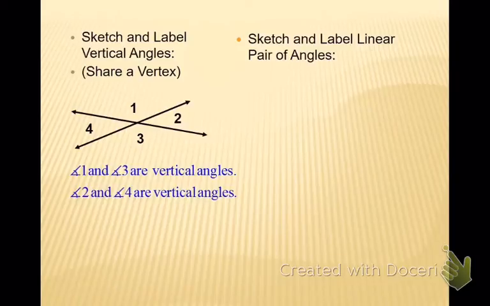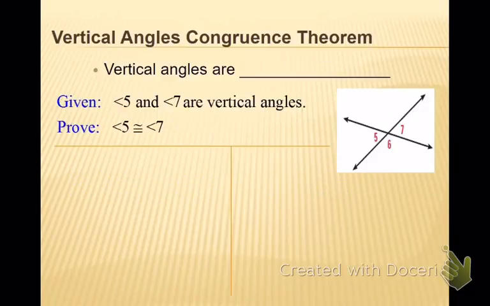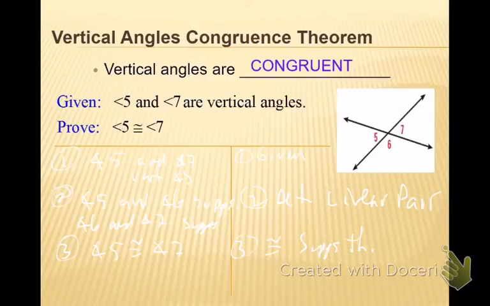Now, same thing with a linear pair. A linear pair we can assume because they form a straight line, and we can assume straight lines. So angles like 5 and 6 here, we can say are a linear pair because we can assume that from the picture, from the definition of linear pair. Now, if that's the case, then it leads us to this next theorem, which is the vertical angles congruence theorem. Basically, the theorem says that vertical angles are always congruent. And here's the proof for it.